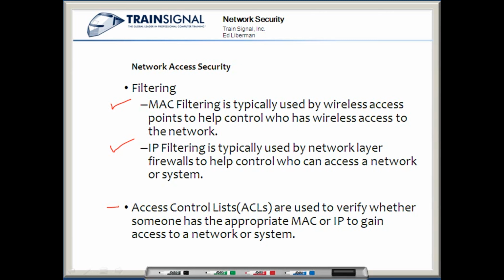I will tell you that it's more convenient to use a block list. Okay, it's more convenient to say, I'm just going to let everybody in and block out who I know to be bad. But although that may be a more convenient way to set up these lists, it's not the most secure way, because you're leaving huge openings as to who can come in.